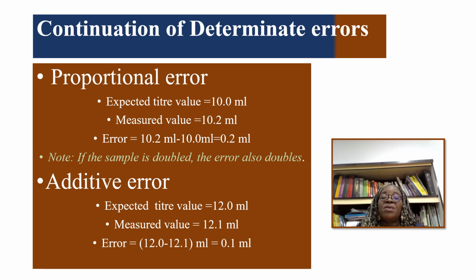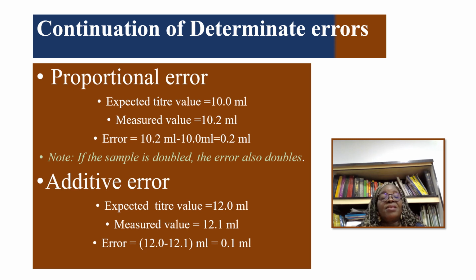For example, if an expected titer value is supposed to be 10.0 mL, and because of impure sample, you now got 10.2 mL as your measured value, an error of 0.2 has been introduced into that experiment.